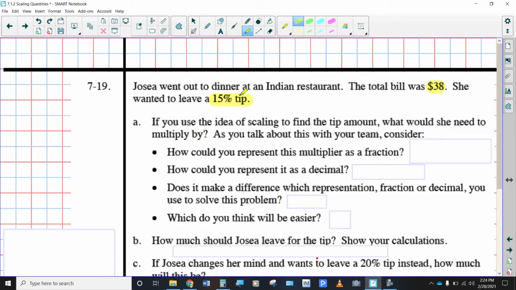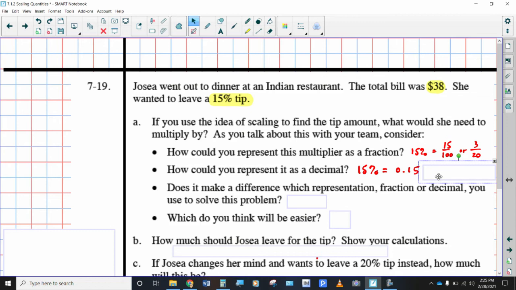So how would you represent 15% as a fraction? Well, 15% literally means 15 out of 100. So you could write that as 15 hundredths or simplified down to 3/20. How would you represent it in decimal form? Well, 15 hundredths is the fraction, but it's also what you would call the decimal. So 15 hundredths is 0.15. So you get to choose whether you want to multiply times the fraction or the decimal equivalent when solving these problems. Does it make a difference which one you choose? The answer is no.